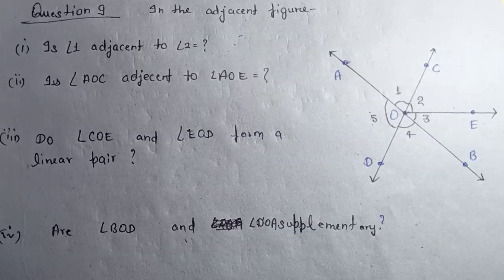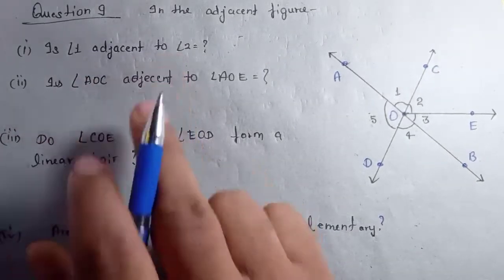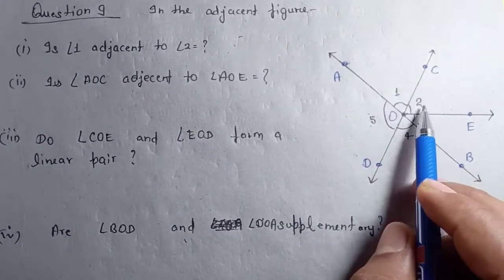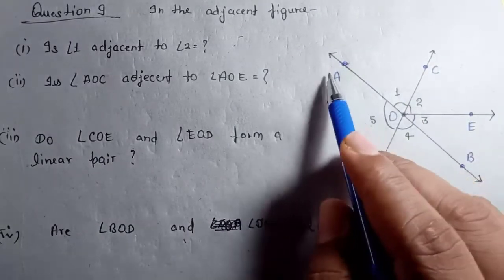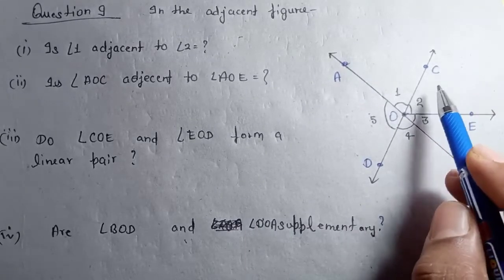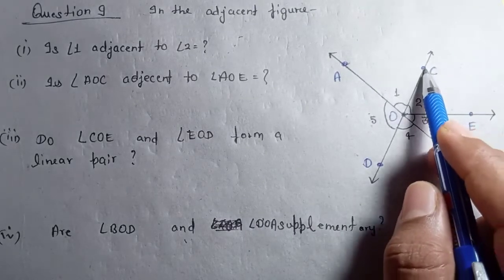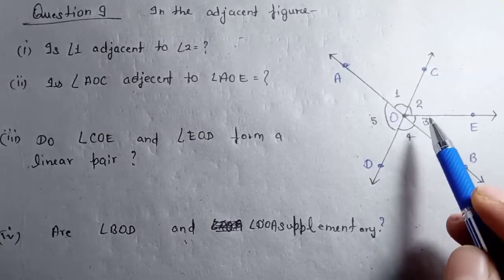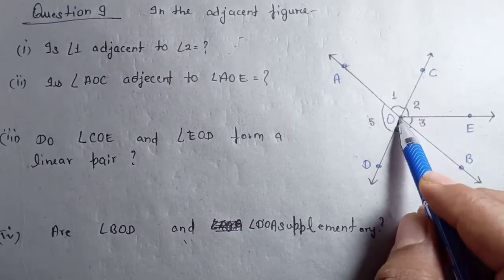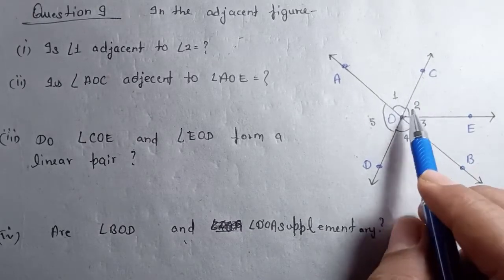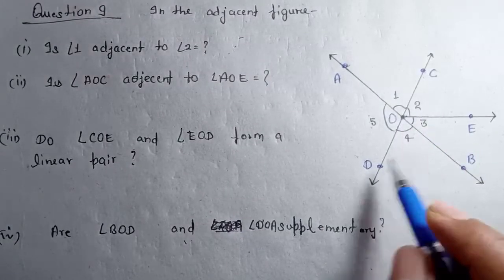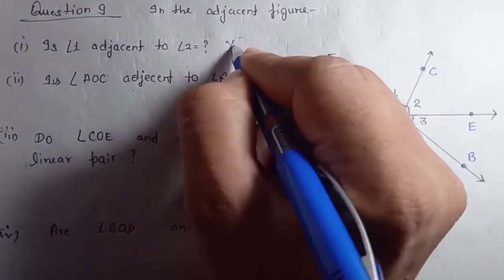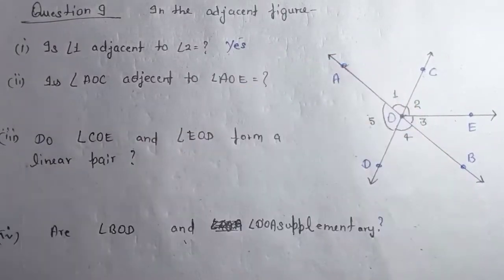This is question number 9. In the adjacent figure, is angle 1 adjacent to angle 2? Here is angle 1 and here is angle 2. Angle 1 is formed by AO and OC, so this angle is AOC, and for the formation of angle 2, you can see COE is possible. So you can see here O is the common vertex, OC is the common arm, and the other two sides are on opposite sides of the common side. So yes, angle 1 and angle 2 are adjacent.